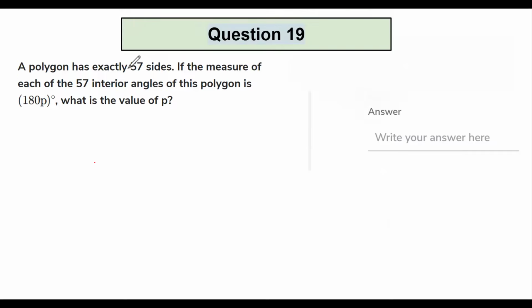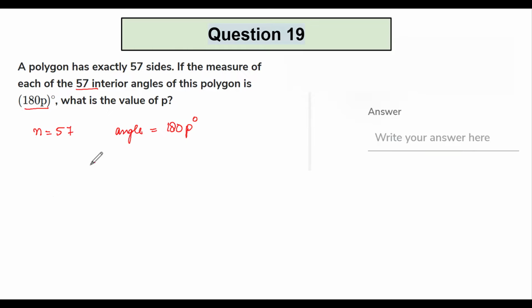Okay, a polygon has exactly 57 sides. If the measure of each of the 57 interior angles of this polygon is 180p degrees, what is the value of p? So the number of sides is 57 and every angle is equal to 180p degrees.